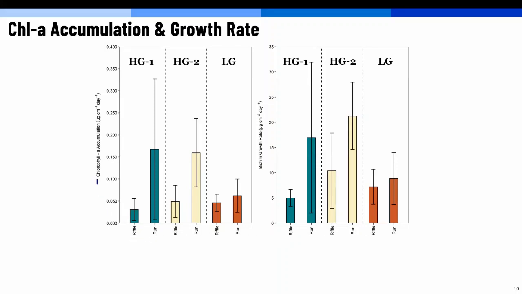And on our first panel, we have chlorophyll A accumulation on the y-axis. And on the second panel, we have biofilm growth rate on the y-axis. We can see that runs in the high groundwater reaches have greater chlorophyll A and biofilm growth rate compared to the low groundwater reach, and significance here is denoted by these stars.